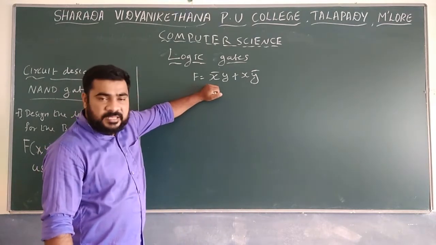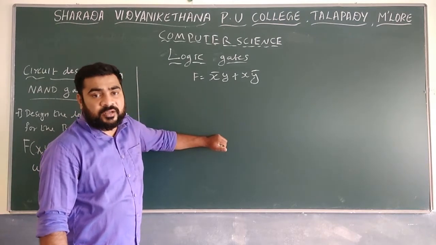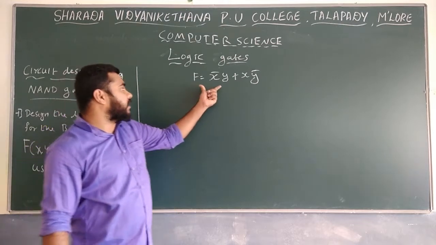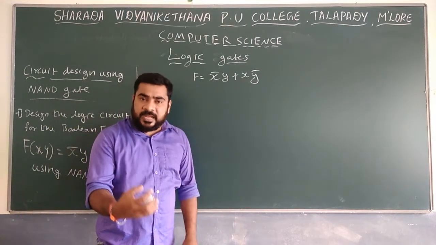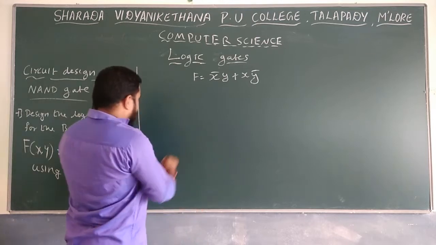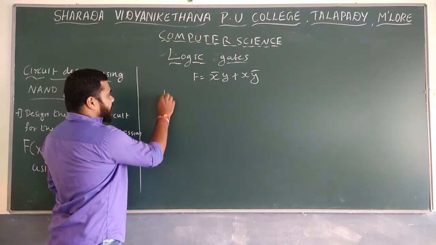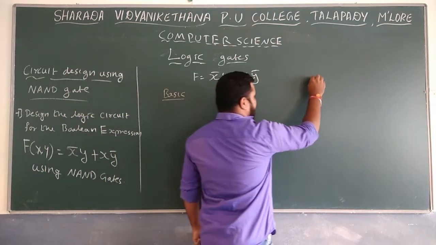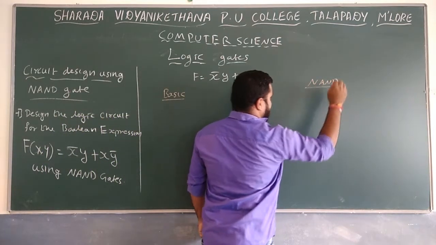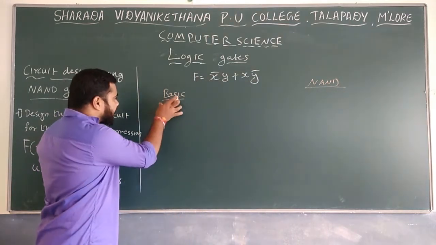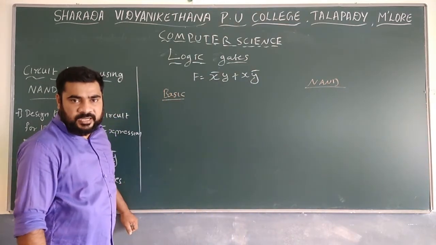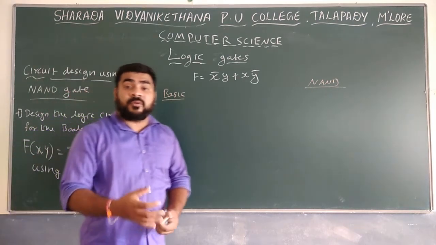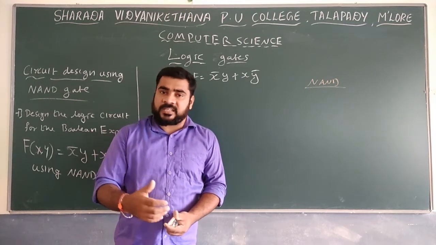First, take the basic gates and construct the circuit. How can we take the basic gates? The first expression is x dash y, then x y dash. Write these down using only the basic gates. Then I will use the NAND gate; the NAND gate circuit I'll write later. Before that, first we will move to the basic gates. When the basic gates are there, you know how to construct the circuit diagram because I already explained it in the previous session.